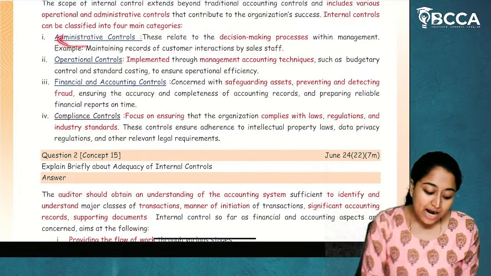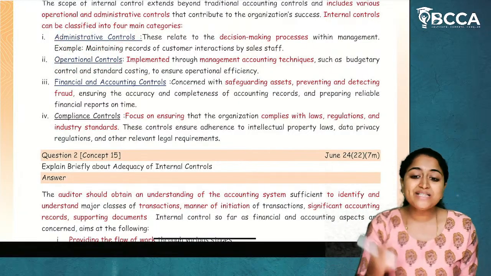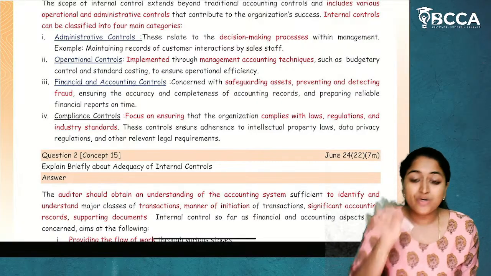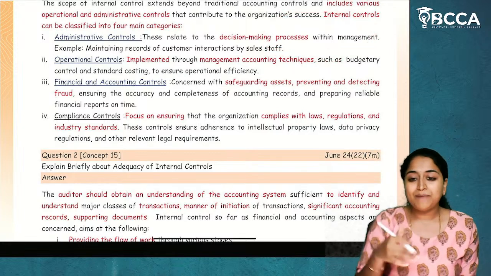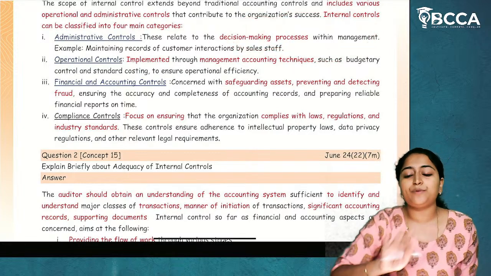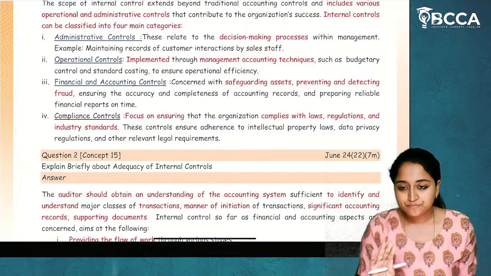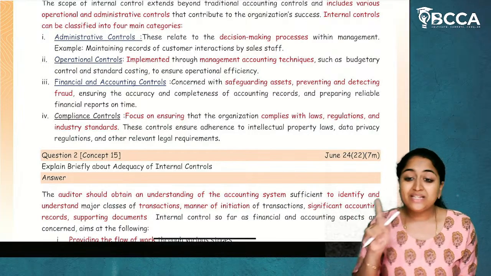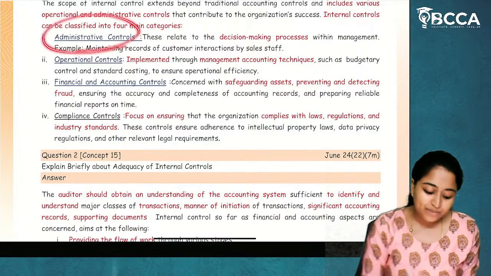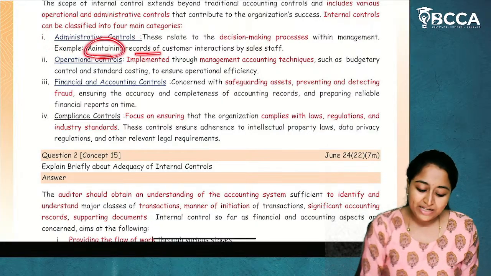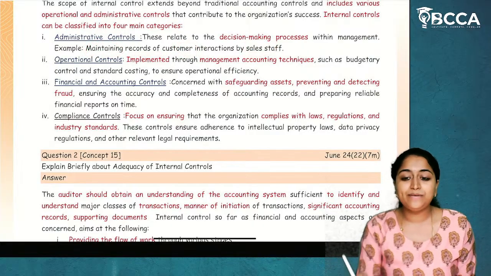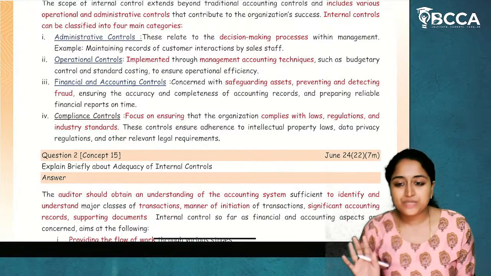And the third is administrative control. Now, what is administrative control? The steps which the organization is taking to reduce the risk in the management's decision making process. If they are taking any steps to reduce that risk, then those steps and processes are called administrative control. For example, maintaining records of customer interactions by sales staff. So, there might be a risk there. For that, they are putting some steps. That is called administrative control.